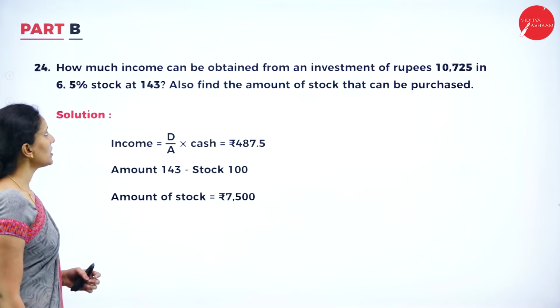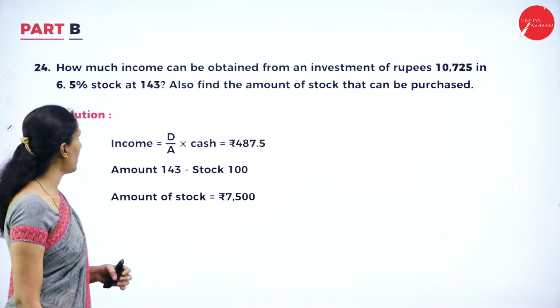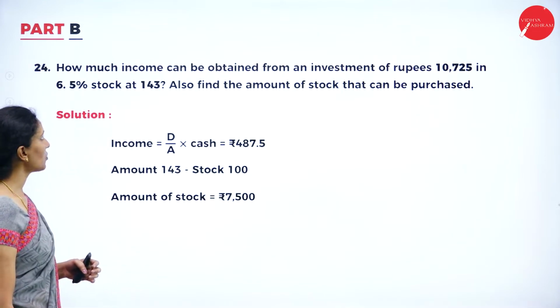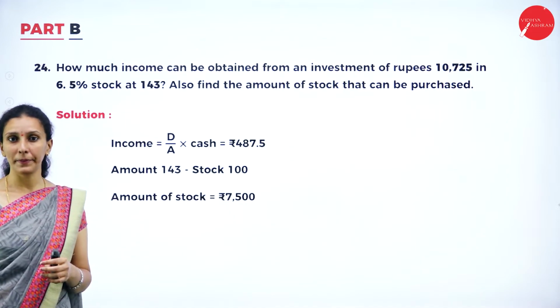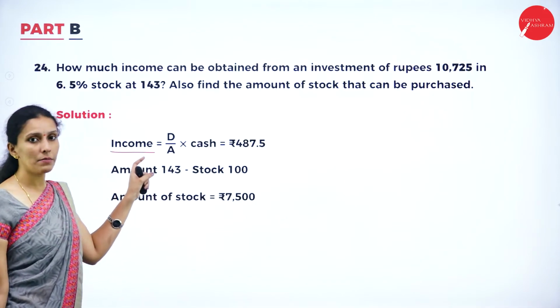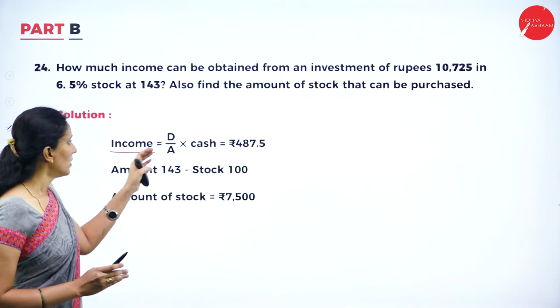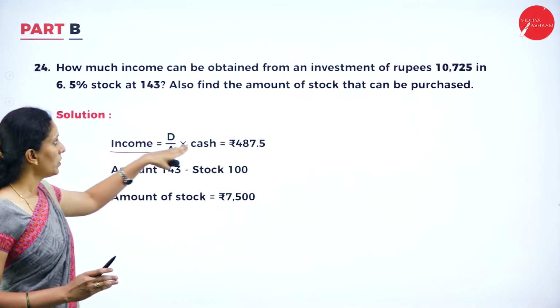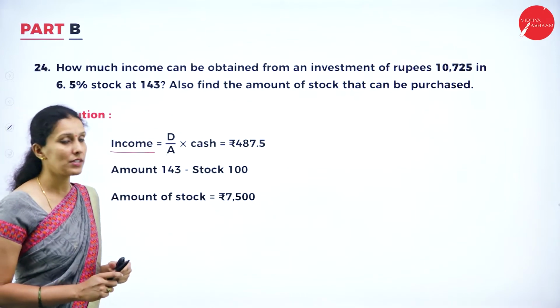Next, how much income can be obtained from an investment of ₹10,725 in 6.5% stock at 143? Also find the amount of stock that can be purchased. So, first we need to find out the income. We know that income is always divided by the amount in terms of cash. So, if you calculate, this amount is ₹10,725.